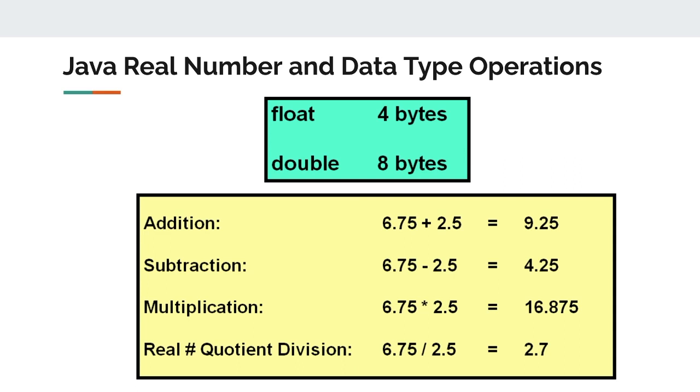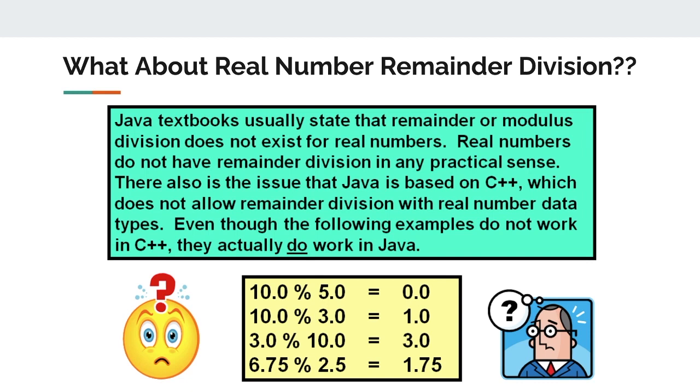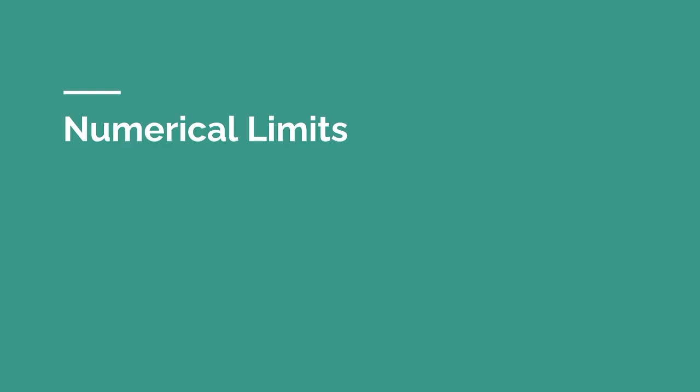So addition of doubles, subtraction, multiplication, and real quotient division will all yield decimal answers. What about modular division, I should say remainder division? It actually does work. You just get kind of odd responses. Like, how does a 1.75 become the remainder when I divide 6.75 by 2.5? Well, it is there. It's just kind of odd to think about. So we don't do it very often. We usually only use the modulus with integers, but it can be done technically.